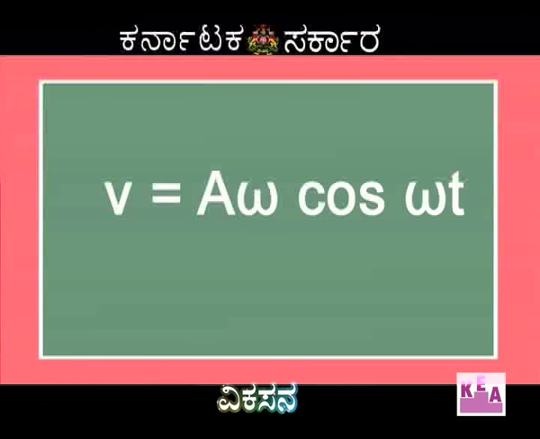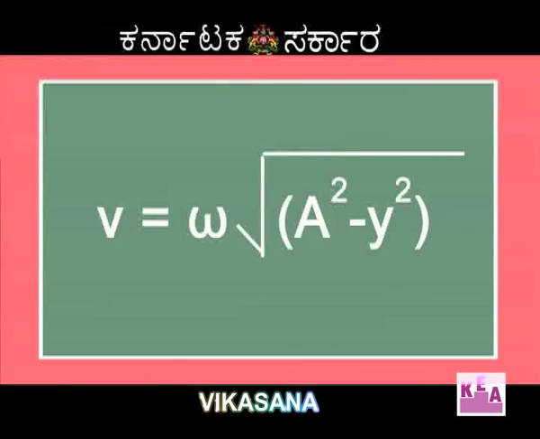This can also be expressed in terms of displacement. I repeat, v can be expressed in terms of y as well as in terms of t. In terms of y, that is displacement, it is v is equal to omega into root of A square minus y square.